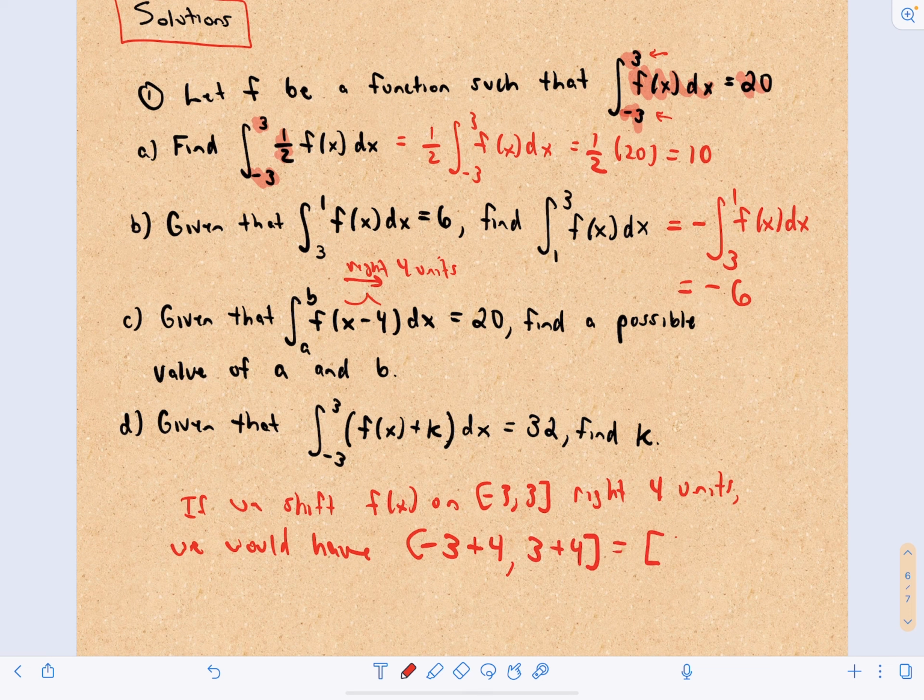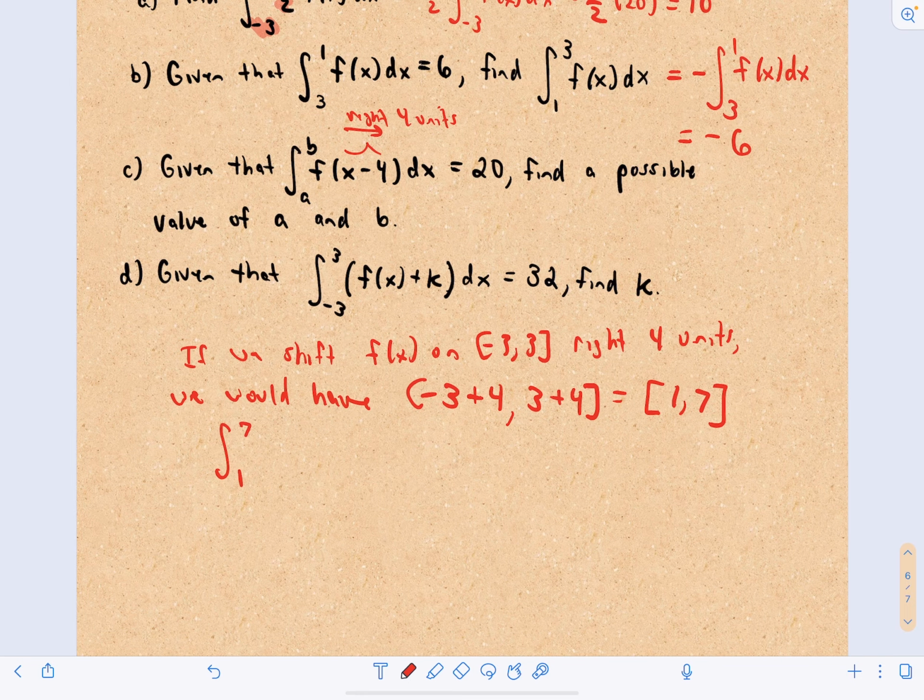So notice if we look at the integral from 1 to 7 of f of x minus 4 dx, that's still going to equal 20. So again, I've just taken the same region, I've just shifted it to the right. So those are going to be our values for a and b. So a equals 1, b equals 7.